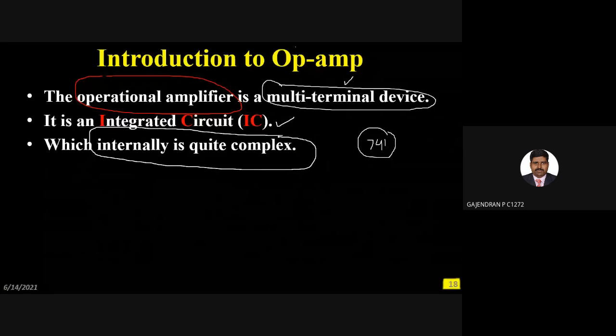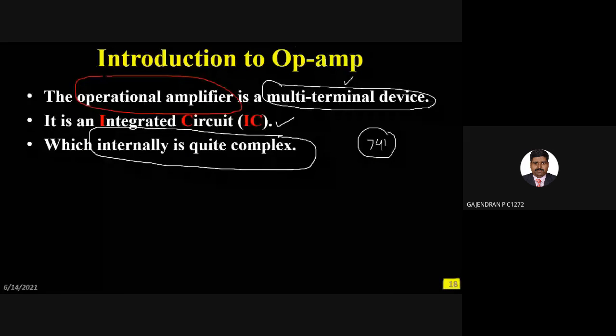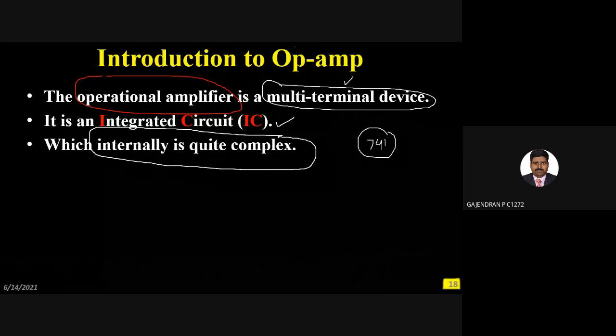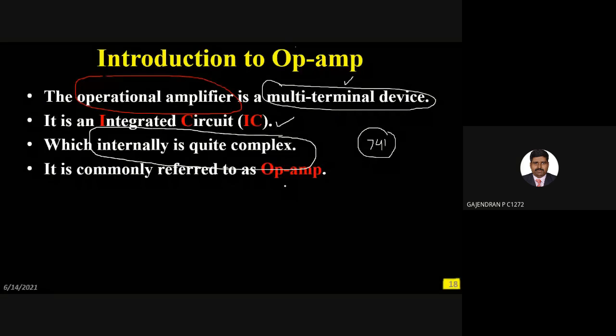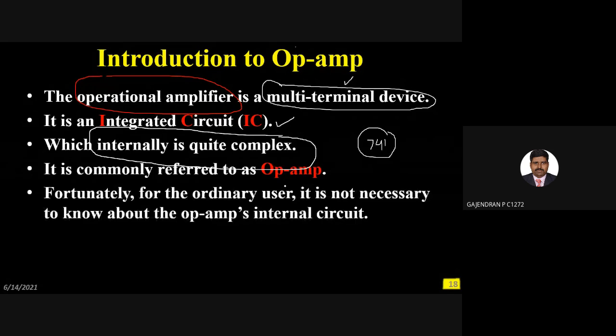But outside, what can you see? Outside of your IC, only some pins. Only that you can see. And its operation, its behavior, its working, everything is very easy to study. So that is the importance of having ICs. It is commonly referred to as an operational amplifier.